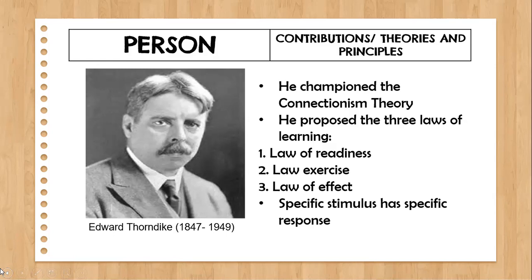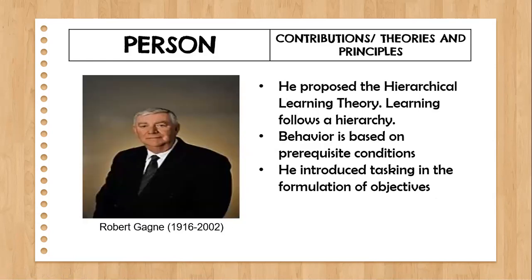And please remember that if it is tagged S-R theory, the first person who coined it is Pavlov. But Edward Thorndike also improved his idea and gave examples. But the main point is, if it is tagged connectionism theory, it is Thorndike and the three laws he proposed.